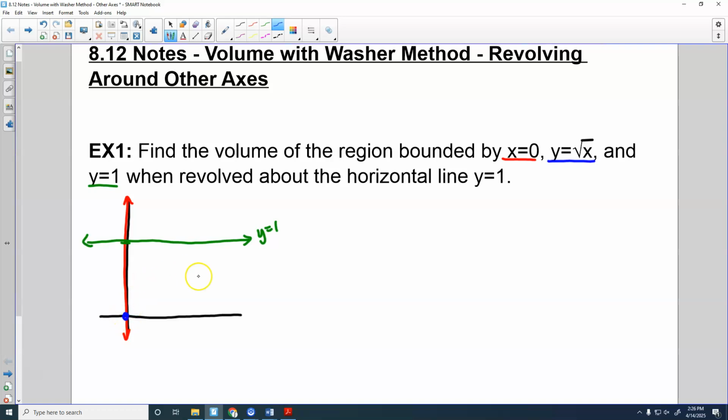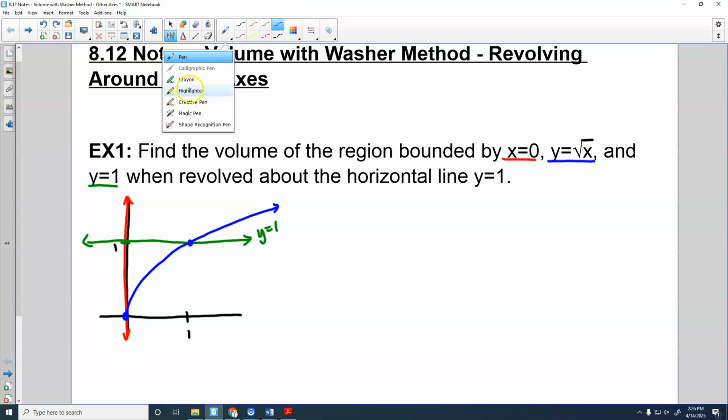Square root of 0 is 0. Let me label this 1. Square root of 1 is 1. And so the square root function, let's draw it. It's concave down. Looks like this here. So we are talking about this area right here, and we are rotating around y equals 1.